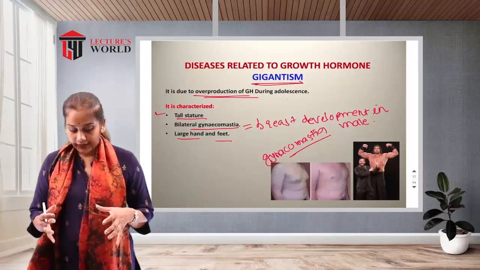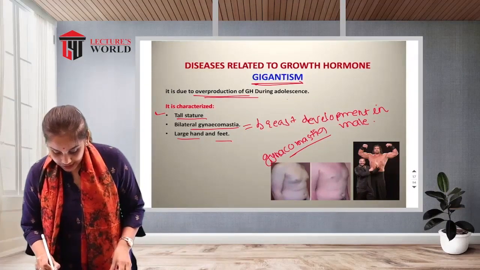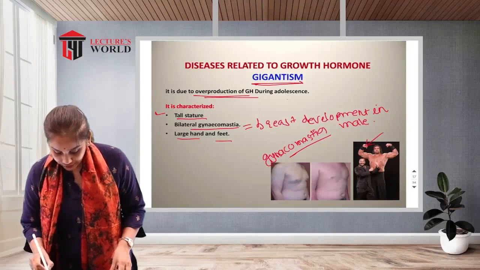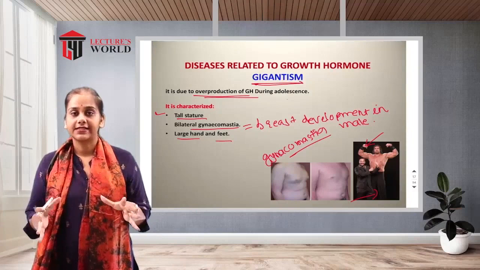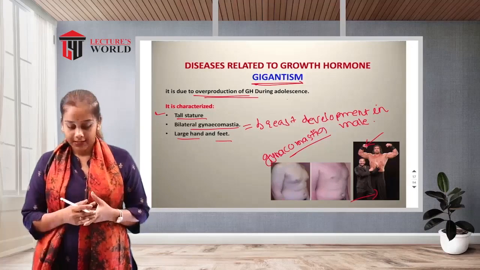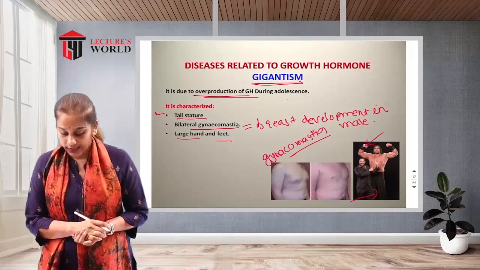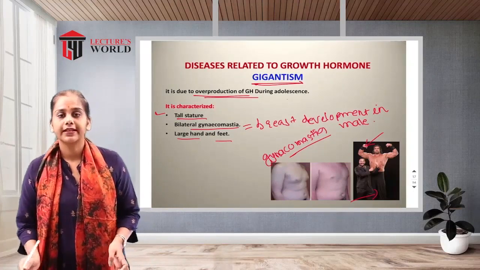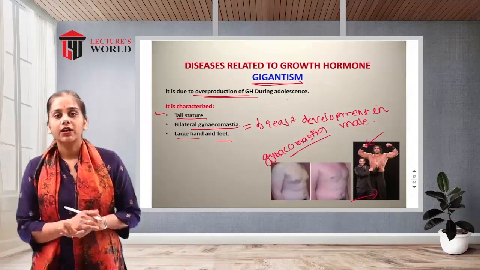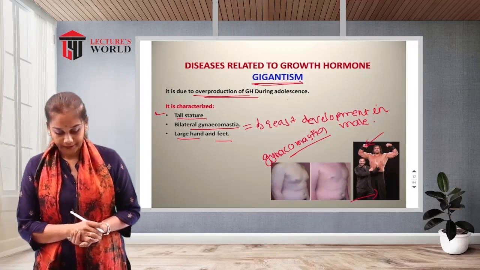Then large hands and feet. See, this is the large hand. The feet are larger in size than normal, that is a clinical feature of gigantism. See, this is the example of the Khali. He also has a growth hormone related abnormality.